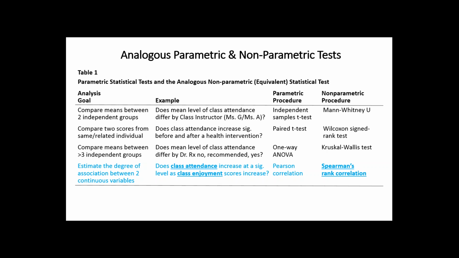Now, lastly, suppose we wanted to estimate the degree of association between two continuous variables, right? For example, suppose we wanted to see if class attendance, right, increased at a significant level as class enjoyment did, or the other way around too. So if class enjoyment increases, does class attendance go up? We would use the Pearson-R correlation for parametric tests, but the non-parametric equivalent would be the Spearman's rho.